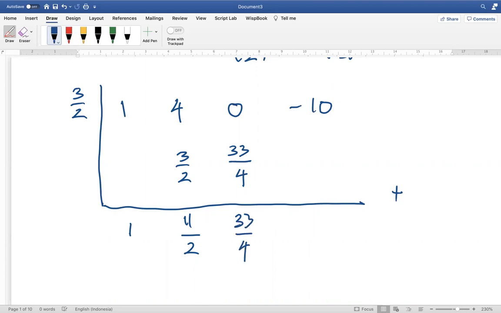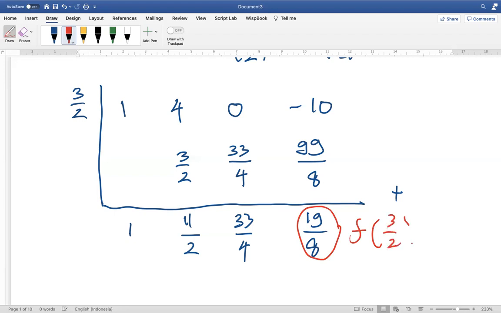Do the multiplication again. We have 99/8. Then we have in here, how much? 19/8. It's positive. So this is f(3/2), a positive. So now look at this.